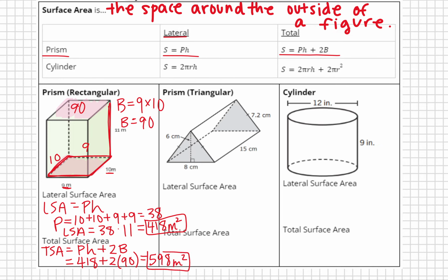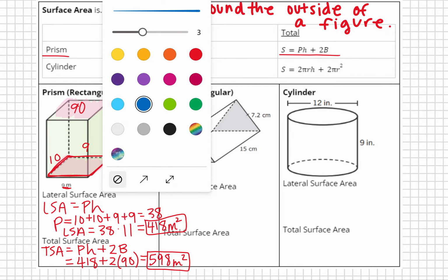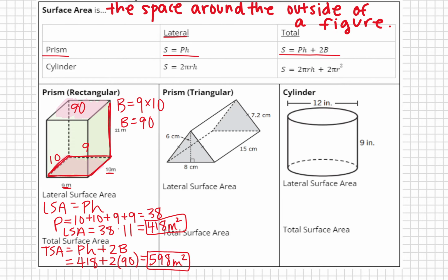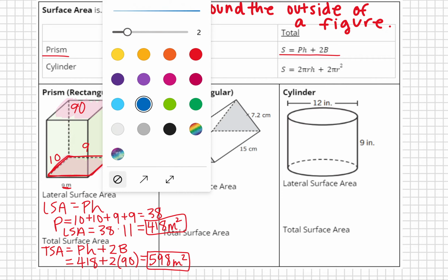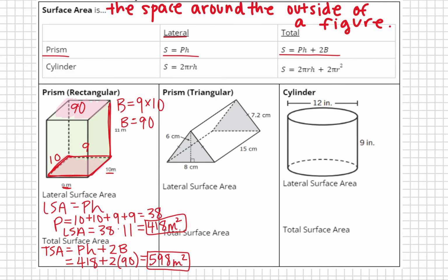Let's look at the next shape. We have a triangular prism. And first, a couple things about the diagram. If I'm looking at this triangle here, each of these two sides, if you look carefully, they have this mark through it like that. That mark is showing me that those two sides are the same length. They're congruent.